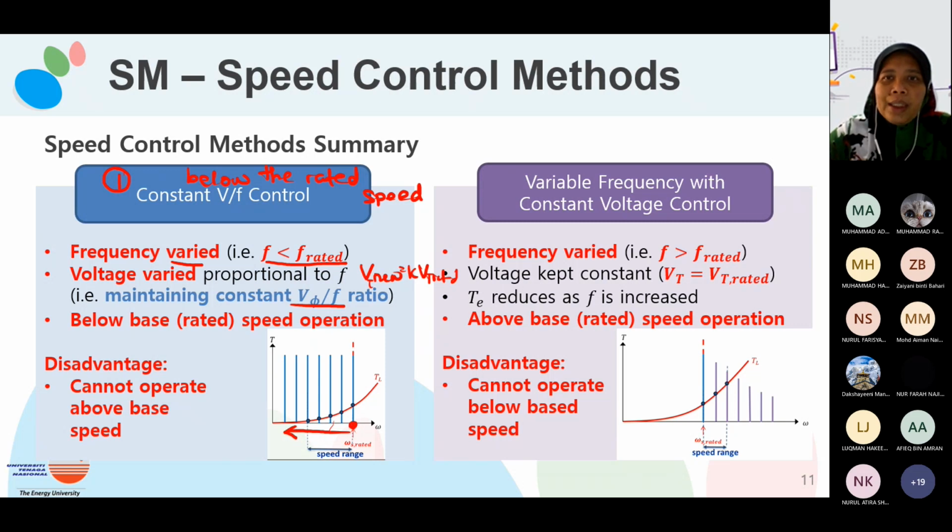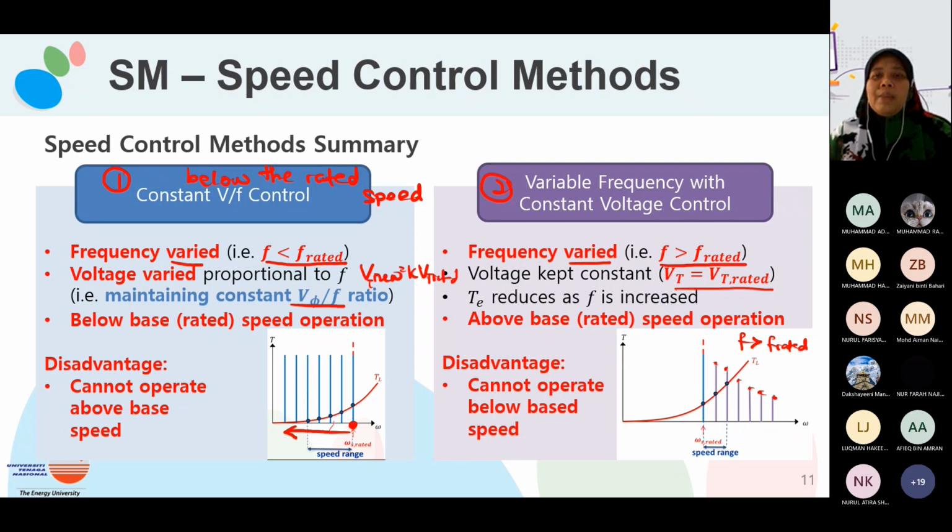Okay. The second one, variable frequency with constant voltage control where frequency is varied. F is always greater than F rated. Where the voltage kept constant at voltage rated. But the torque slightly reduce when you increase the speed ataupun you increase the frequency, and this is for the operation above the rated speed.